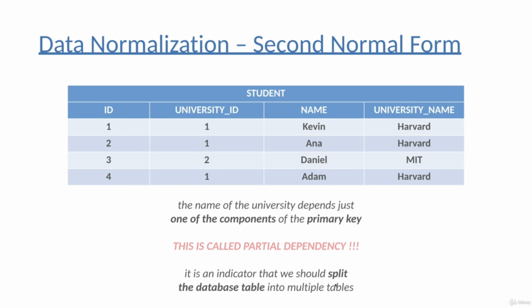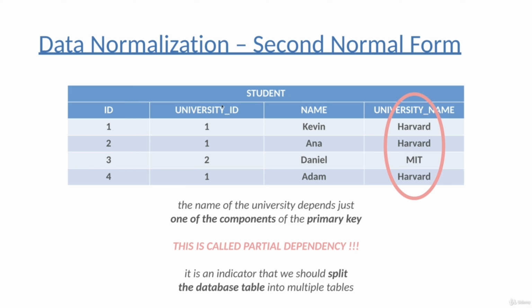So again, I don't want to repeat myself over and over again, but usually there's some confusion regarding partial dependencies. Partial dependencies have something to do with the primary key. So we have to consider the components of the primary key, in this case the ID and the university ID, and we have to consider other columns of the database table. If a given column depends on just a single entity of the primary key, then this is called partial dependency. And of course, it is the same with university name. The university name is depending on the university ID exclusively.